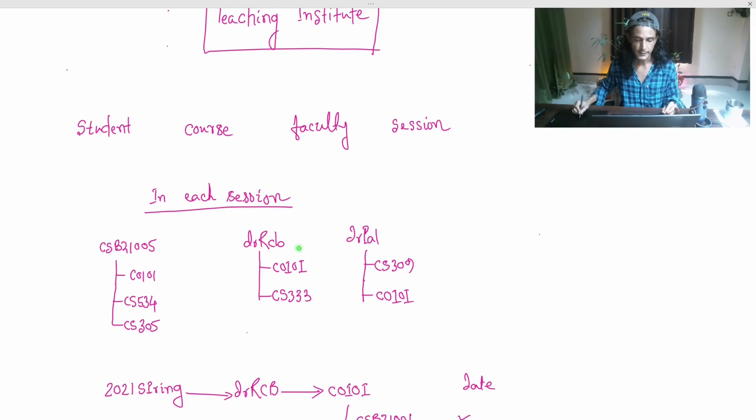So each faculty will be teaching 1 or more courses in a particular session. Now here I have written 2 faculties, Dr. RCB and Dr. Paul, say. It might happen that the same course, you can see here CO101 and CO101, can be taught by 2 different faculties in the same given session. This might happen. So more or less, these are the rules of the game.